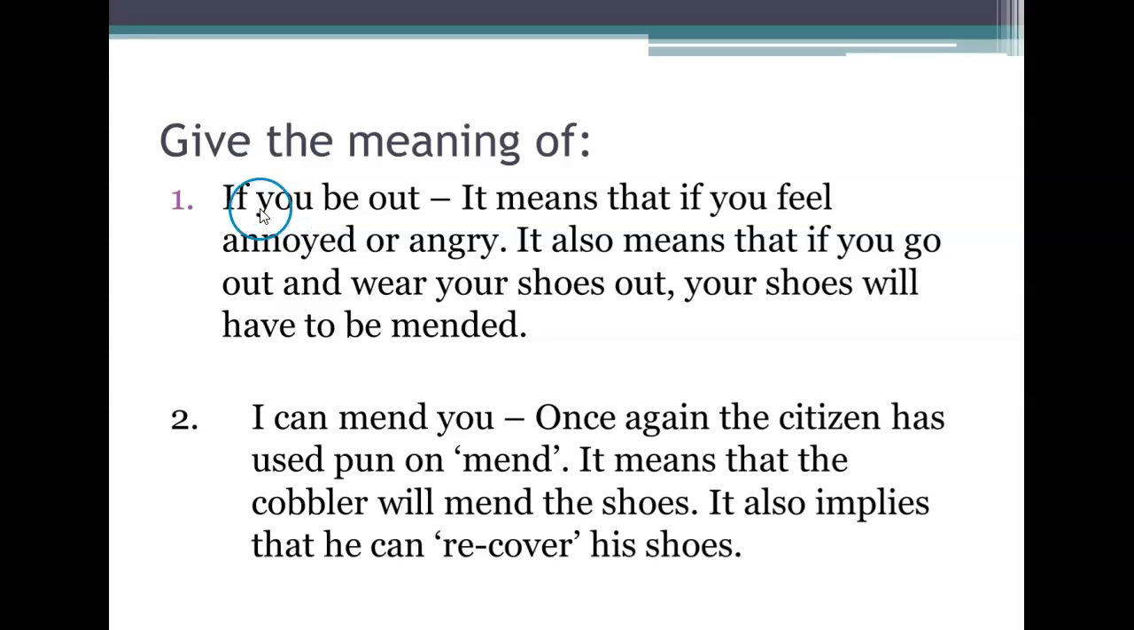Give the meanings of "if you be out." This is important. It means that if you feel annoyed or angry. It also means that if you go out and wear your shoes out, your shoes will have to be mended. Second, "I can mend you." Once again the citizen has used a pun on mend. It means that the cobbler will mend the shoes. It also implies that he can recover his shoes.